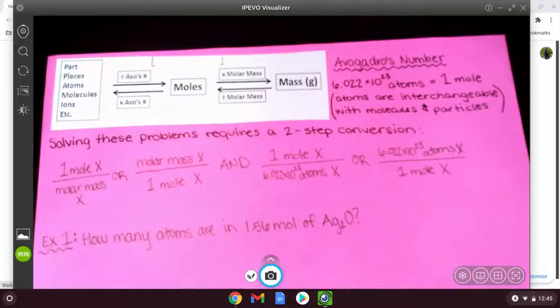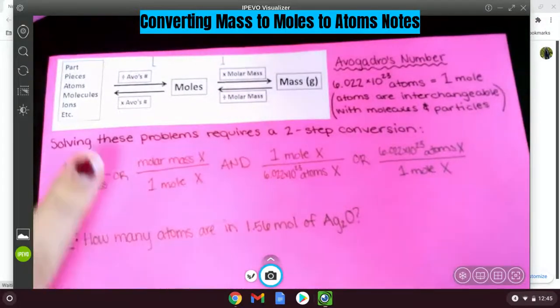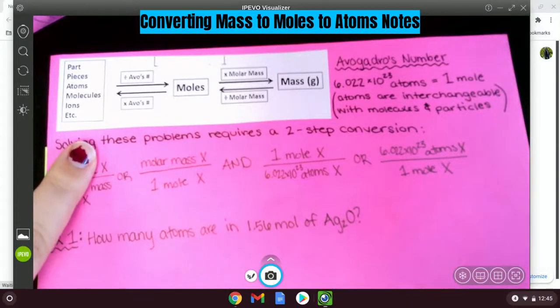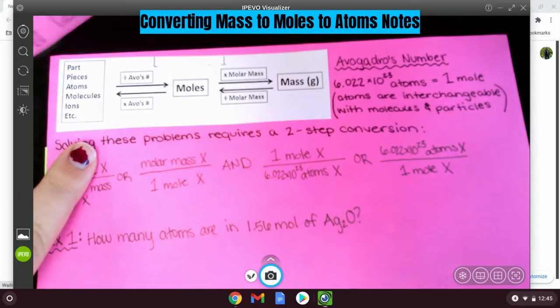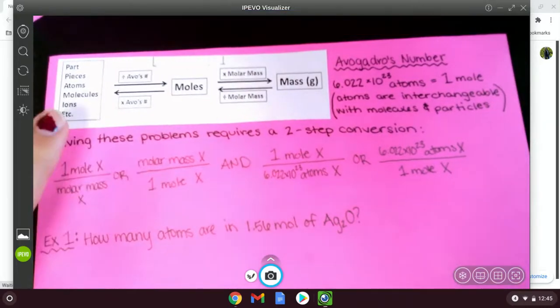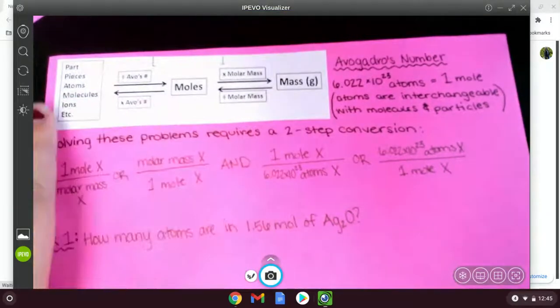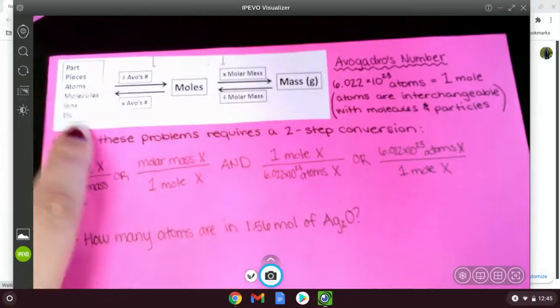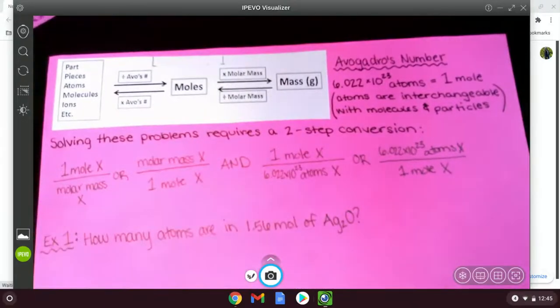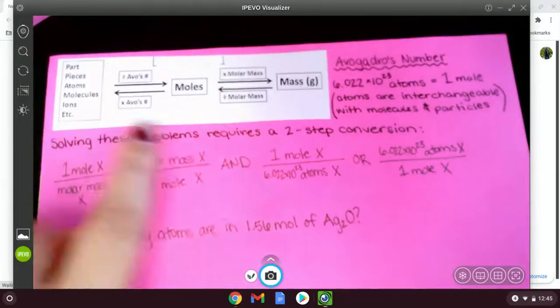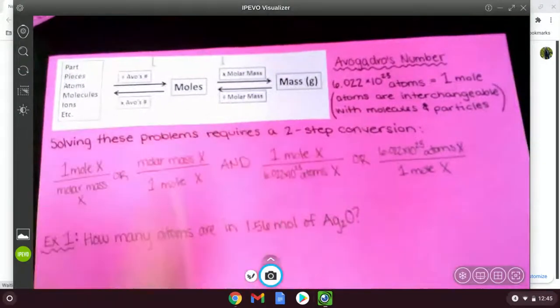Of information, but I want you guys to write it. So this table here is very important. This is basically a flow chart that we're going to use to help us figure out how to get from mass to moles to atoms, or atoms to moles to mass. I want you to fill in all these tiny little details.